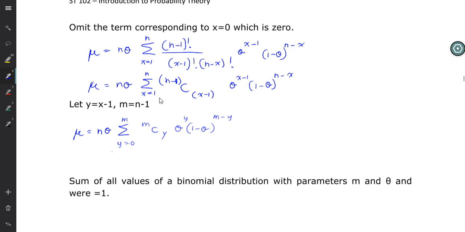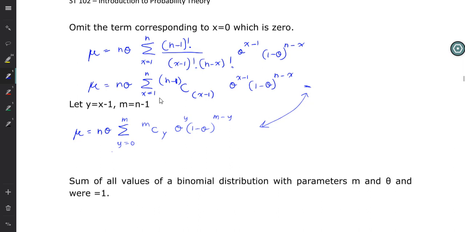So take your time and study this summation after replacing x minus 1 with y and n minus 1 with m. The expression you have here is the same as the expression you see here. They are the same thing. So take your time and study it and make sure you understand how we got this expression from the previous one.